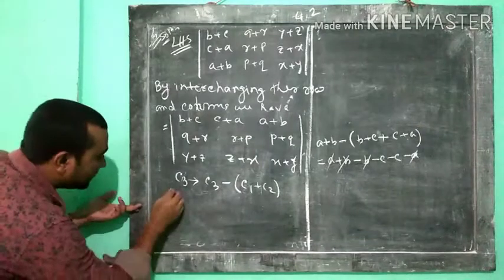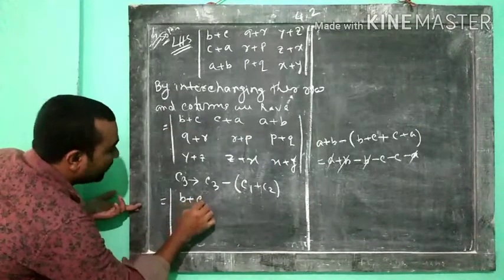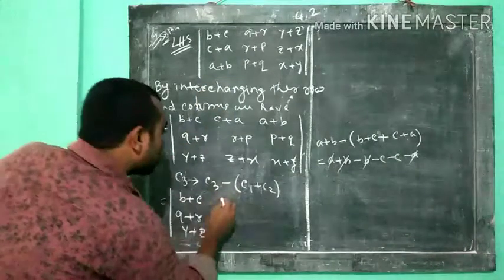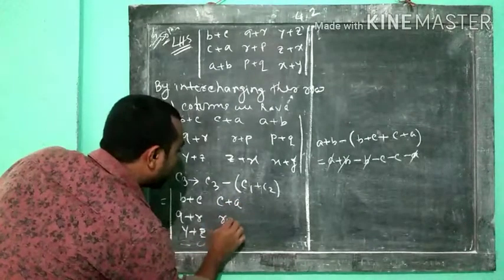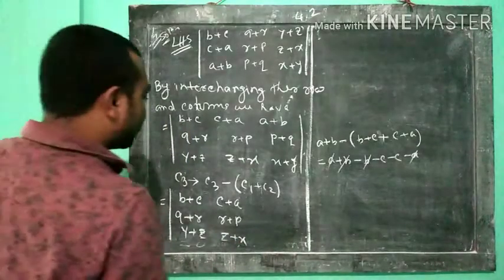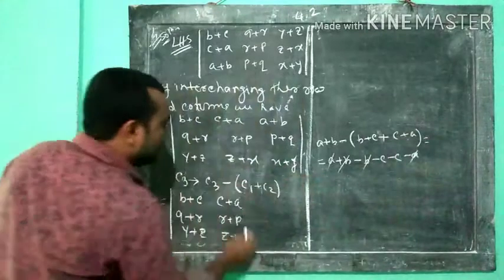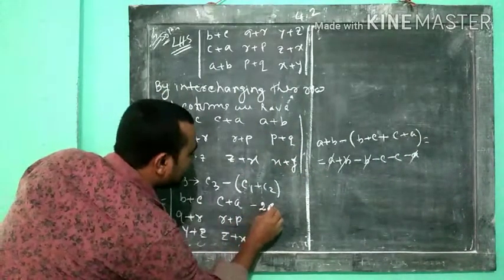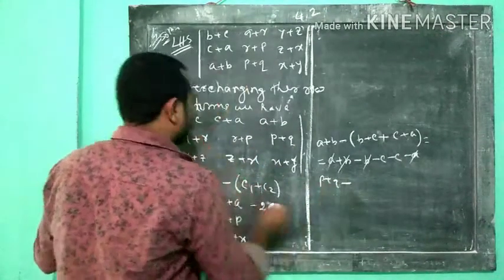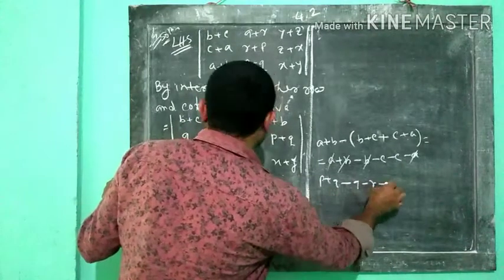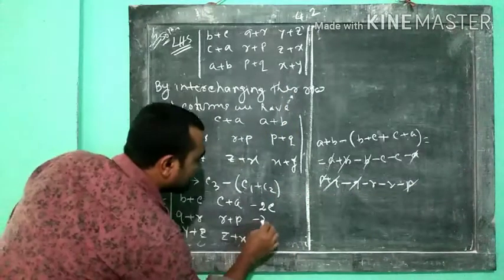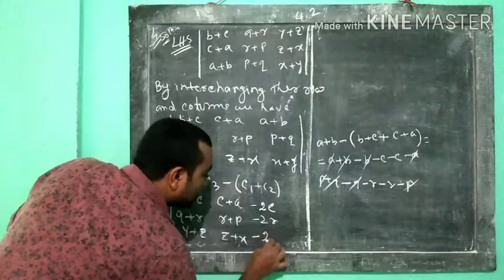Then what do we get? First column is the same, Q plus R, Y plus Z, and the second column is also the same, C plus A, R plus P, Z plus X. Only the third column is changed. In the third column, the first entry is minus 2C. Similarly, C3 is P plus Q minus Q minus R minus P, so P and Q cancel. Here we have minus 2R, and lastly we have minus 2Z.